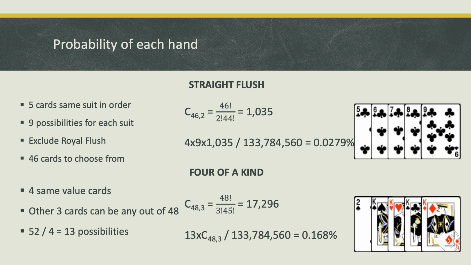17,296 possible outcomes. We multiply 17,296 by 13, which is the number of possibilities for you to get the same card, and dividing again by the number of possibilities of having 7 cards altogether from a deck of 52 cards gives us a 0.168% chance of someone having a 4 of a kind hand.